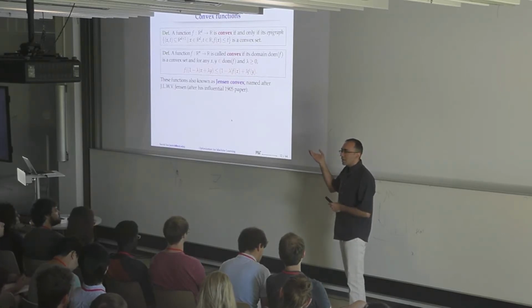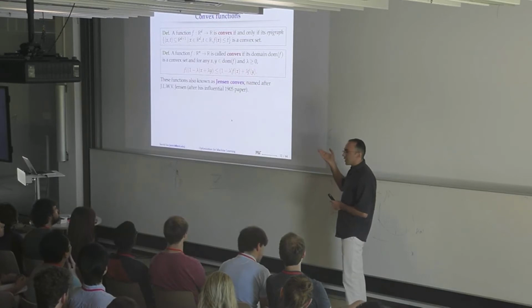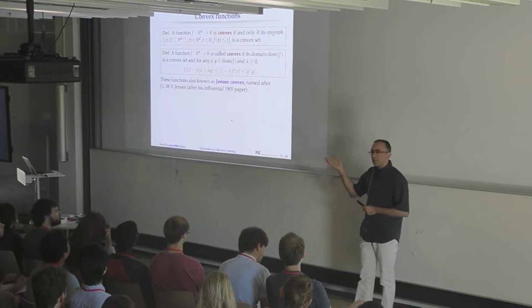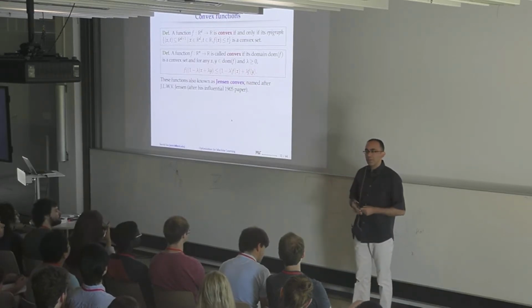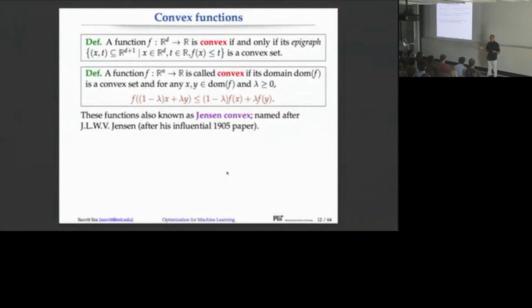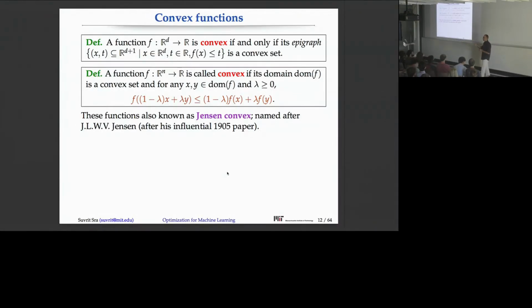To already spike your fantasy about other ways of constructing convexities, that rather than take arithmetic averages, you may become creative and take other kinds of averages. And that's why I said convexity is very closely related to the study of inequalities. So these functions are called Jensen convex, named after Jensen. He introduced these formally in a very famous paper in 1905.